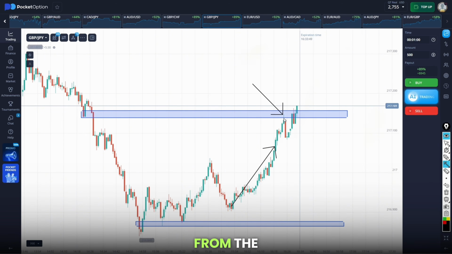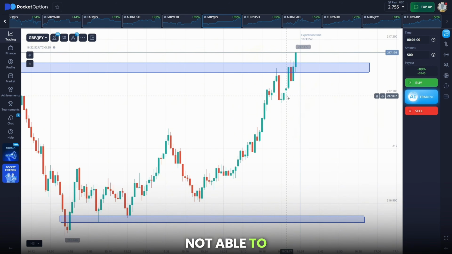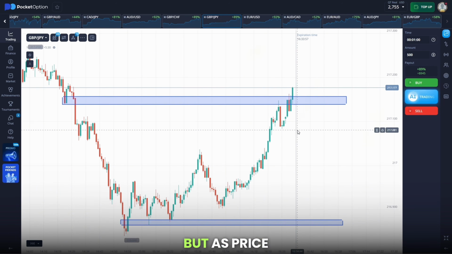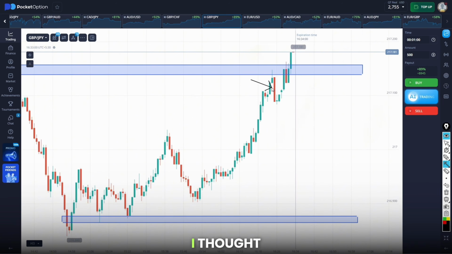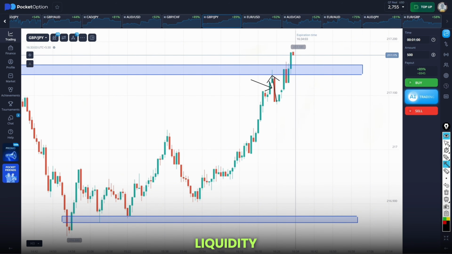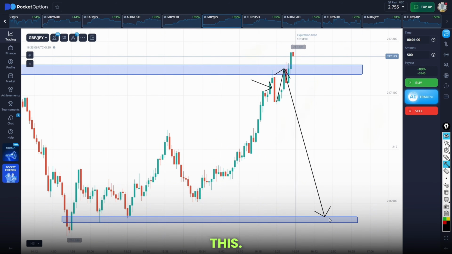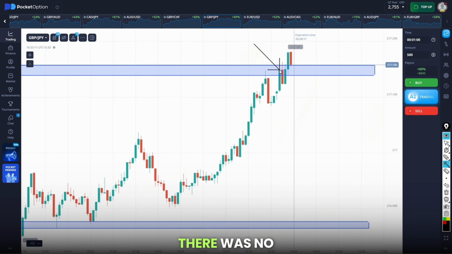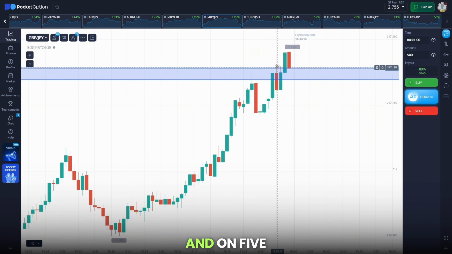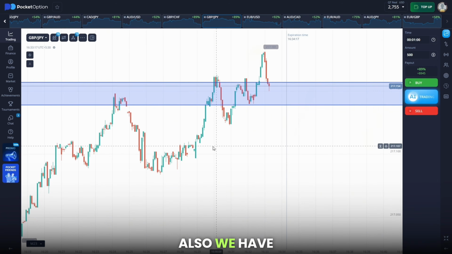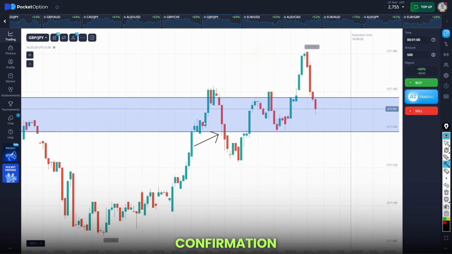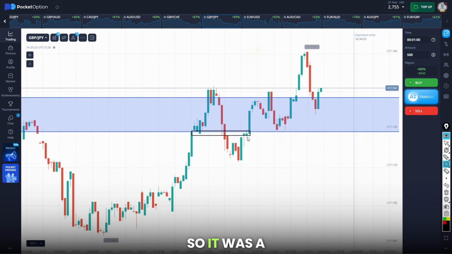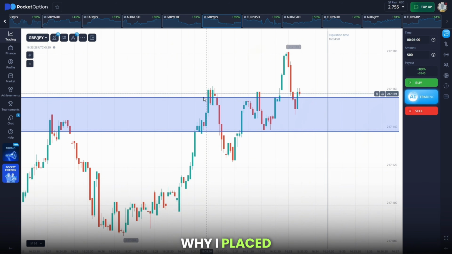The price did reverse from the same zone, but I was not able to use this opportunity because the confirmation part was not really solid. But as price created this big candle, I thought that price will go up for liquidity hunting, and then it will fall like this. That's why I targeted another reversal trade from this zone. There was no clear breakout on the 1 minute chart, but on the 5-second chart we had good confirmation, as it also gave a breakout from the recent level. So it was a confirmation that price will fall, and that's why I placed my trade.